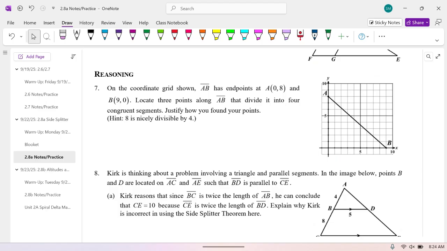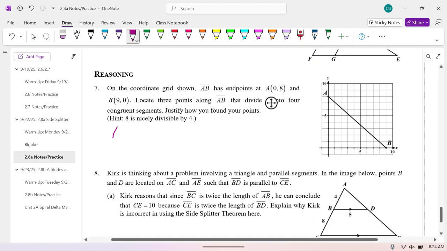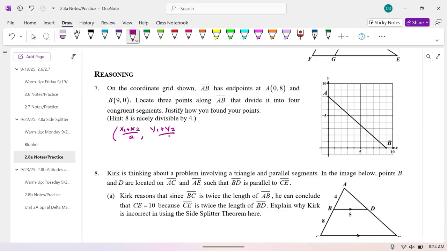Guys, the easiest way to do this is, if you want to have 4 congruent segments, you can first get 2 congruent segments by doing what? Think back to when we were doing proofs. What property on a graph created 2 congruent segments? A midpoint. So first things first, to create 2 congruent segments, I can find the midpoint between A and B. Remember, the midpoint formula is: x1 plus x2 over 2, y1 plus y2 over 2.